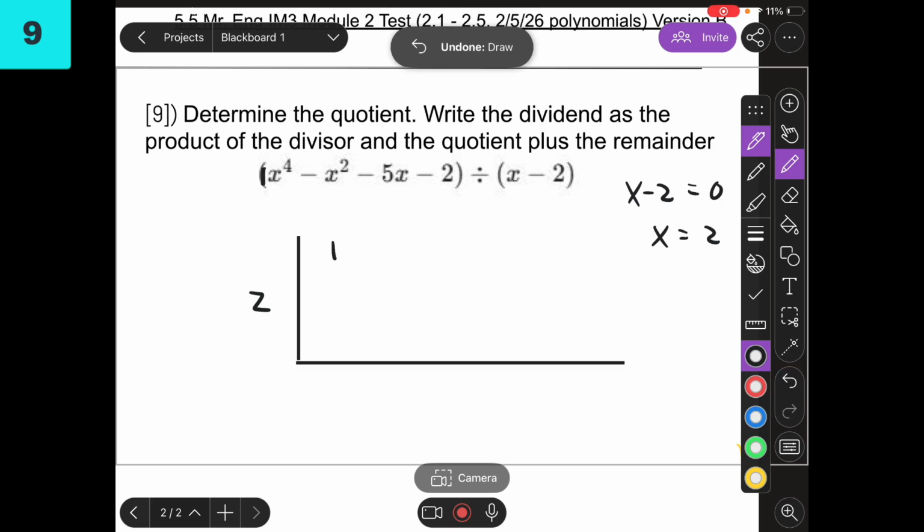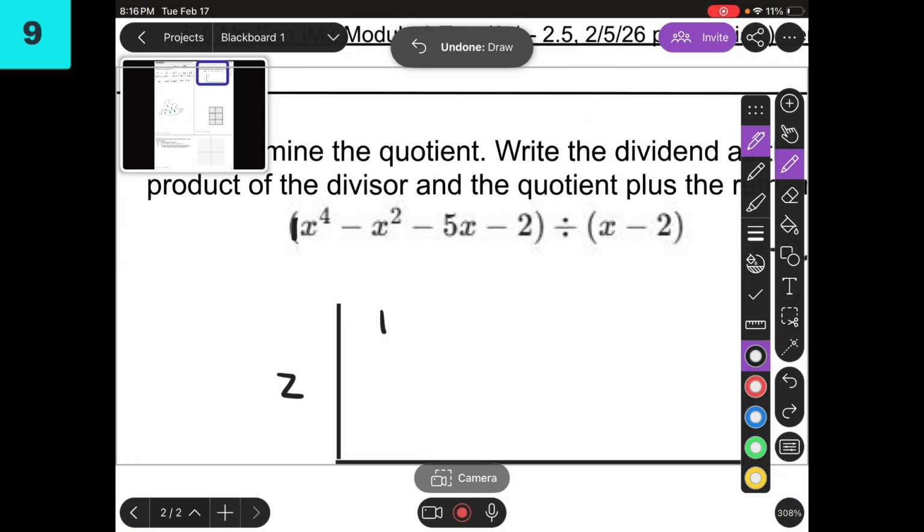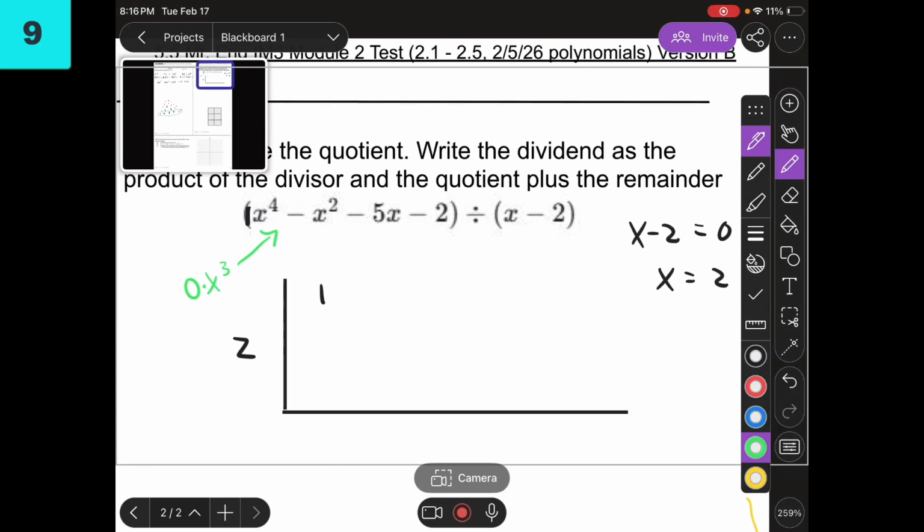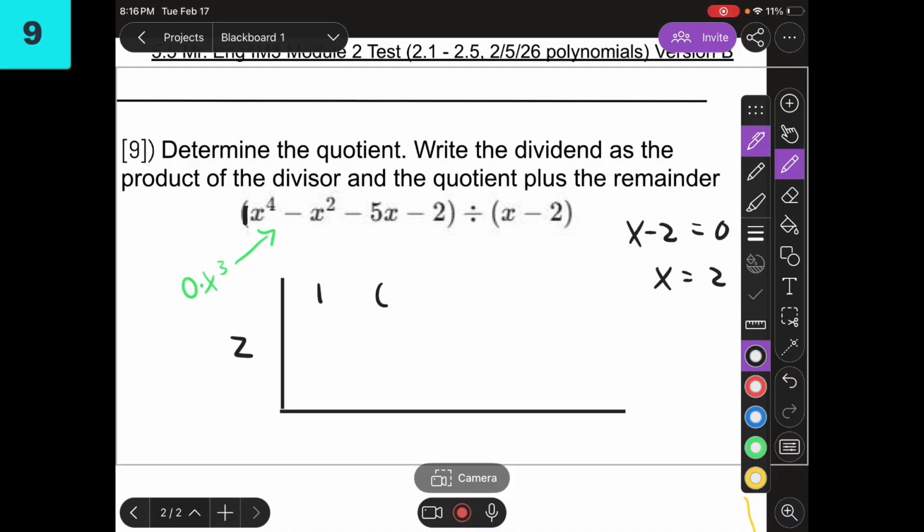So 1 goes in here. My next coefficient you may think it's -1, but it's not. Because in reality, I do have an x to the power of 3. It's an invisible x to the power of 3, but its coefficient is 0. That's why it's invisible, because 0 times anything is just 0. So that one was kind of tricky. So in reality, I have 0, then -1, then -5, then -2.